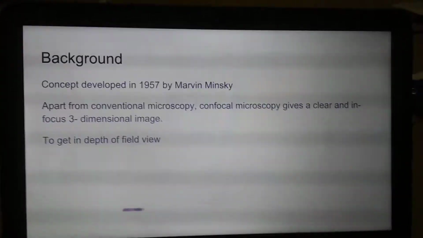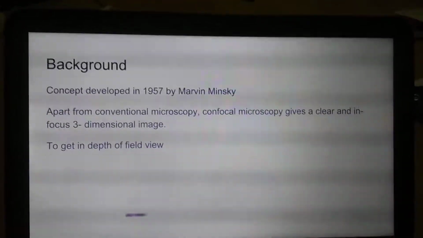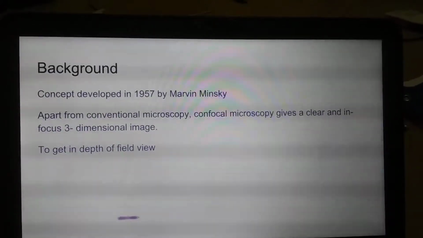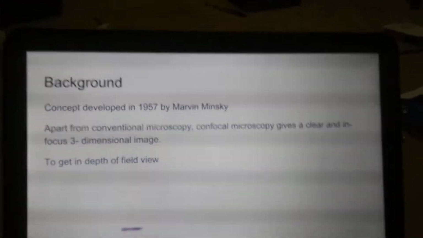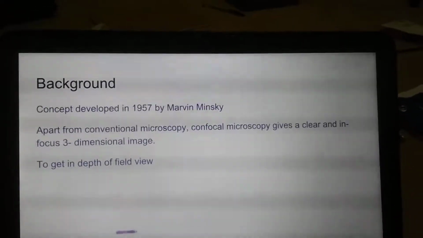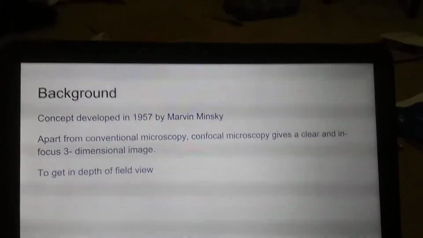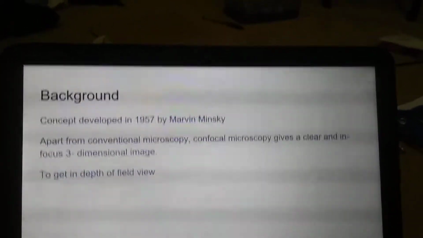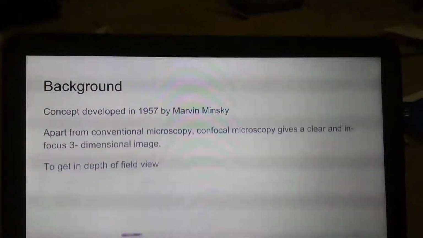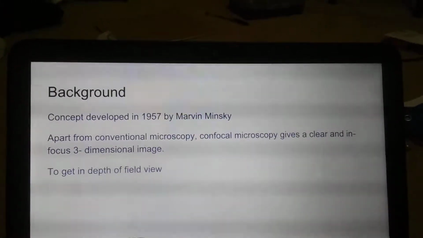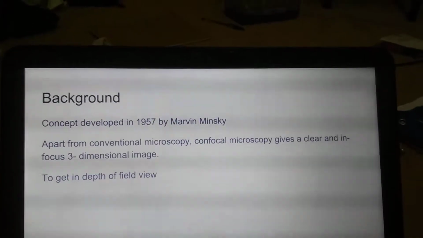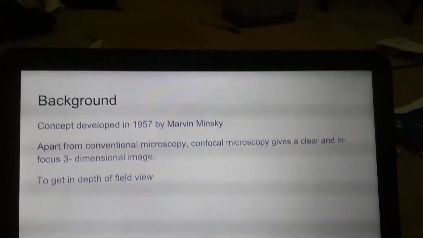Some background information on confocal microscopy. Confocal microscopy was a concept that was developed in 1957 by Marvin Minsky. A new technique was necessary because conventional microscopy collected both in-focus and out-of-focus light, which resulted in blurry images from the out-of-focus light. The new technique asked for an in-depth field of view, which are short and usually measured in microns.